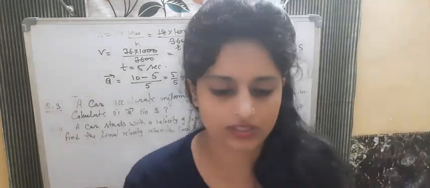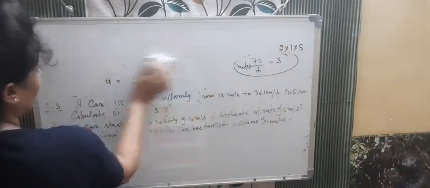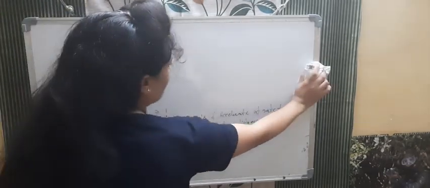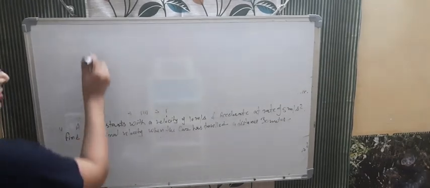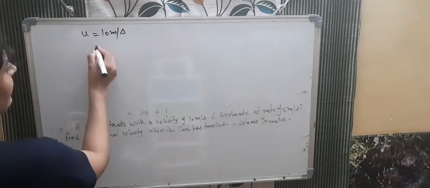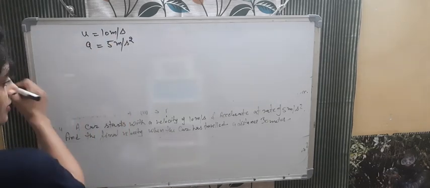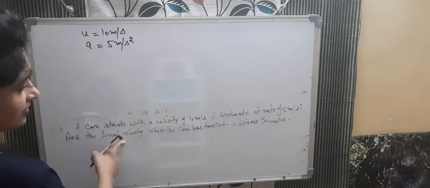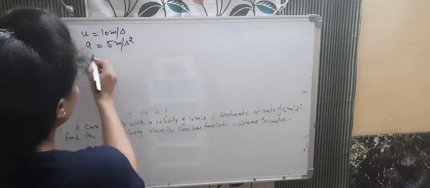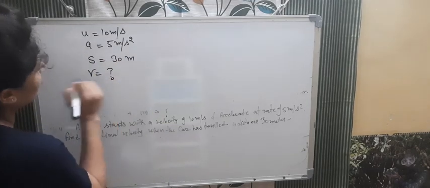Now the last question is what? The last question says a car starts with a velocity of 10 meter per second. So initial velocity is given, U is given 10 meter per second. Acceleration is given 5 meter per second square. Find the final velocity when the car has traveled a distance of 30 meter. S is given 30 meter. We need to calculate final velocity.